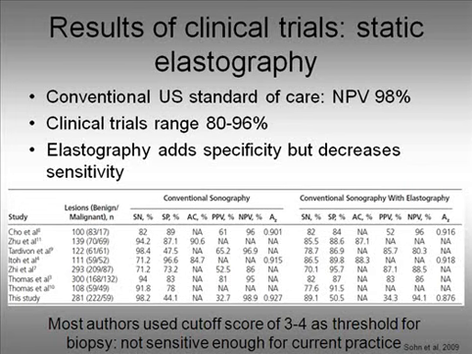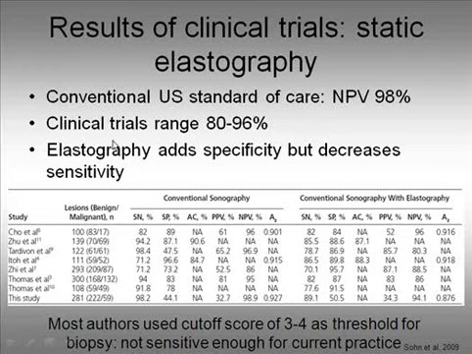So how do the clinical trials back this up? In the United States, the standard of care for breast imaging is that we need a negative predictive value of 98% for any modality that tells us to not biopsy a mass. So if we have a mass that is even 3 or 4% likely to be malignant, we still send it to biopsy. So if we're going to add a modality to our assessment of breast masses, if we want it to obviate the need for biopsy, the negative predictive value of that modality has to be 98%.